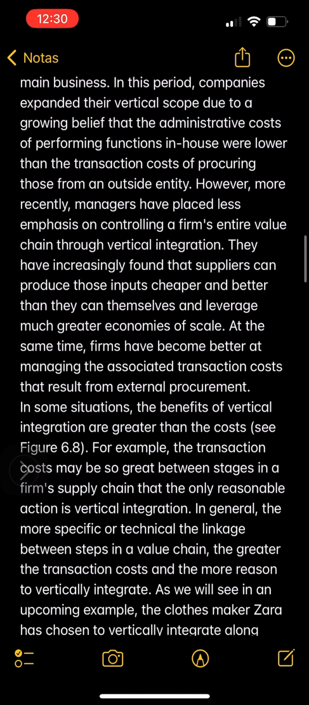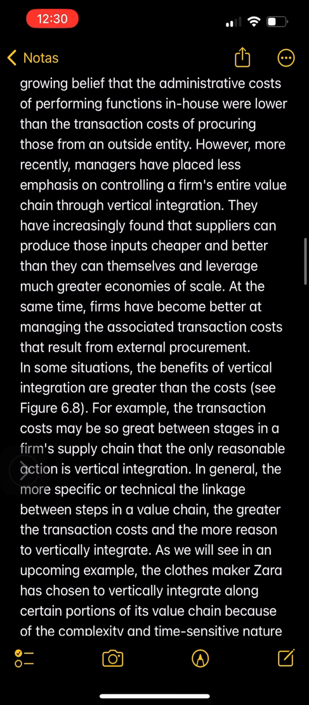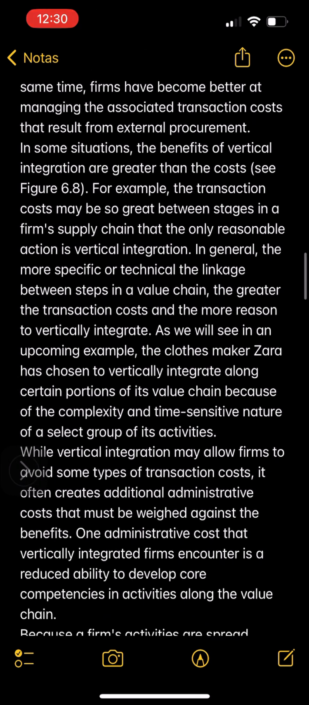In some situations, the benefits of vertical integration are greater than the costs. See Figure 6.8. For example, the transaction costs may be so great between stages in a firm's supply chain that the only reasonable action is vertical integration. In general, the more specific or technical the linkage between steps in a value chain, the greater the transaction costs, and the more reason to vertically integrate.